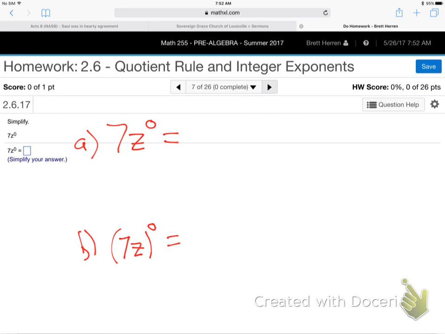Okay, so 2 rules we got to be really clear on. 0 power on anything. What does a 0 power on anything do? 1. We're good with that rule, right?